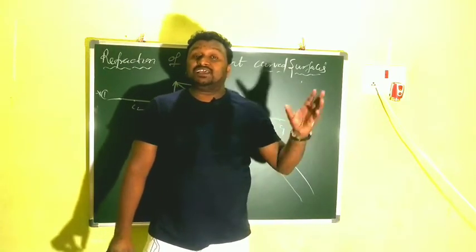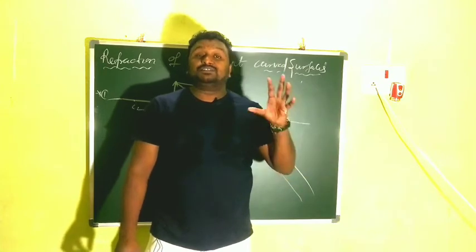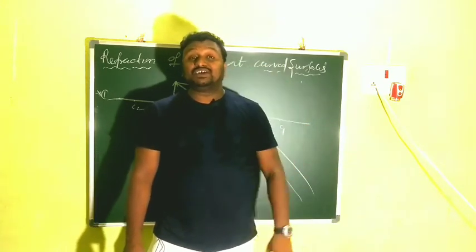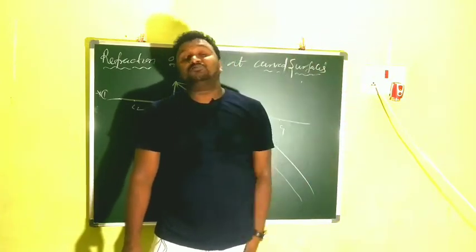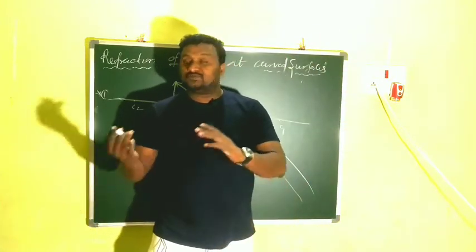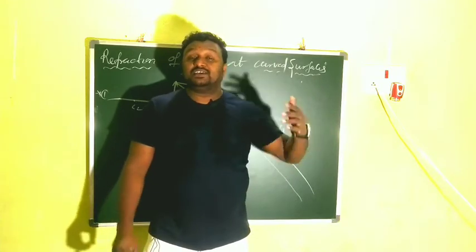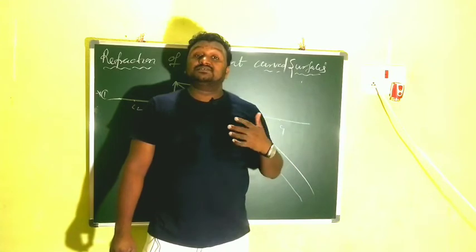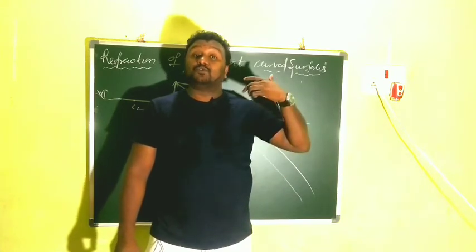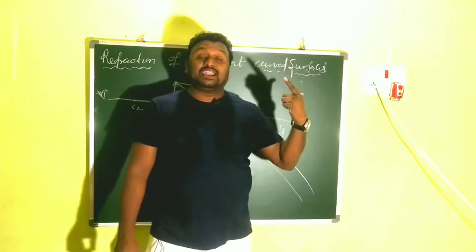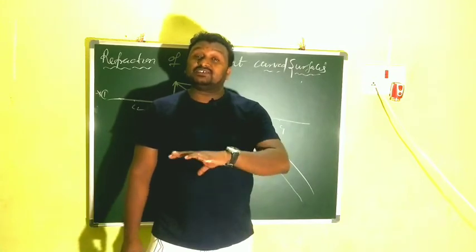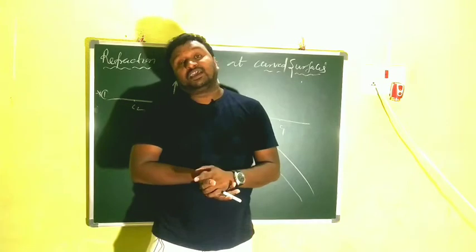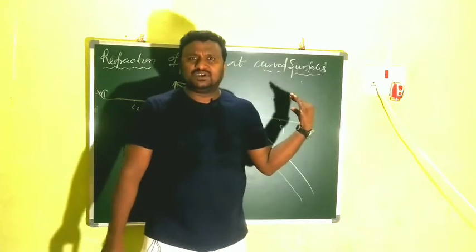I am not showing the image in the diagram, which means the lens forms the image at infinity. Clear? The object is at the focal point, so we are getting the image at infinity. When the image is at infinity, we are unable to say the nature of the image. Very simple. This is the diagram.